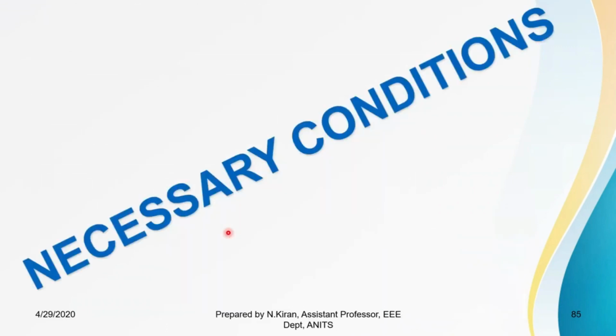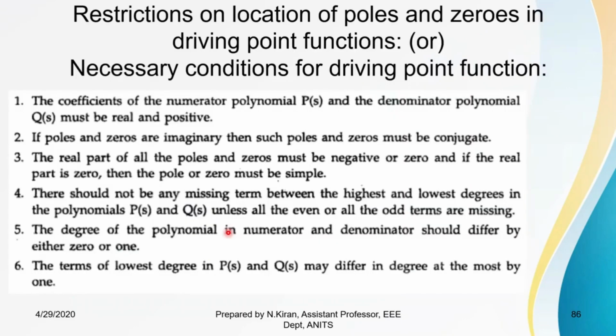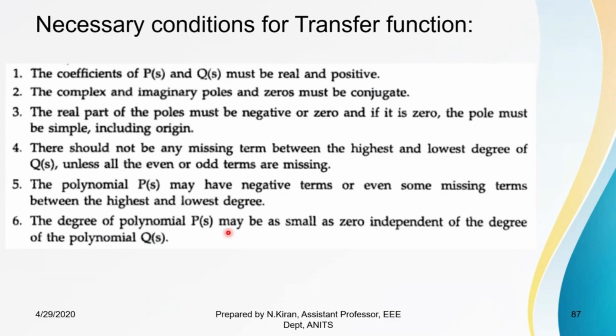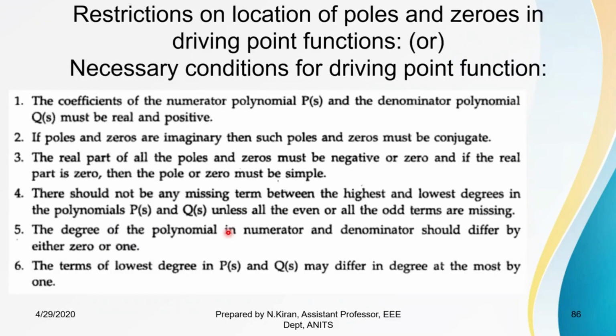So these were the significance of location of poles and the time behavior from their location. So next topic is the necessary conditions of driving point function as well as the transfer function. So first let us see driving point function. These are the conditions that must and should be met for defining a driving point function.